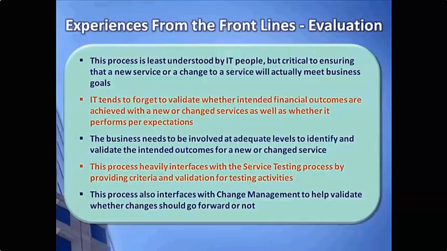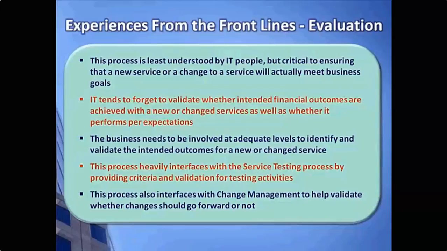A lot of times IT doesn't do this. They get excited, they implement a new solution, the solution's tested, it's put into production, and then it's operated. And many times nobody goes back and asks, did we really get the savings we wanted? Did we really get the benefits we anticipated when we first bought off on implementing the solution to start with? And that is what the evaluation process is about.